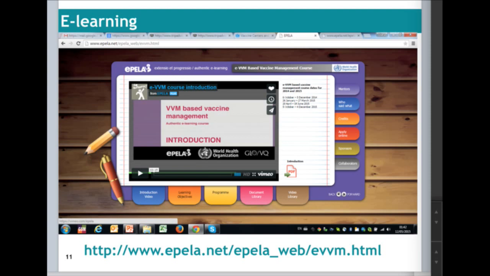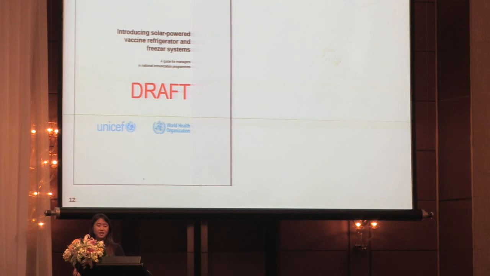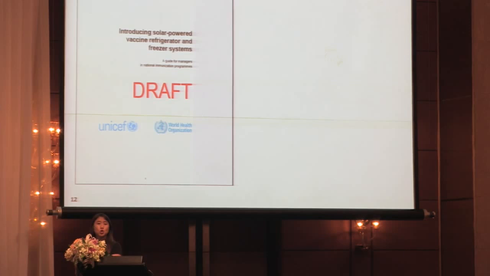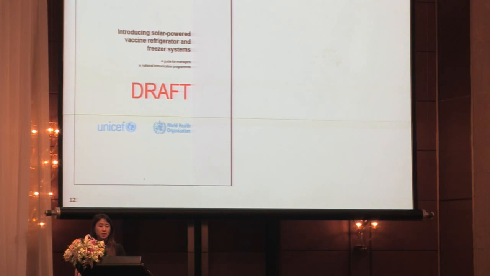And then guidance materials still under development, still to come. We're working on a manual around introducing solar-powered vaccine refrigerator and freezer systems. So this is overall working with countries as countries shift from the use of kerosene and gas and they want to institute solar, access to solar SDD, direct drive units, to kind of give countries guidance on how they can do that in the most effective way possible. So this will also be issued soon into the final stages of editing.